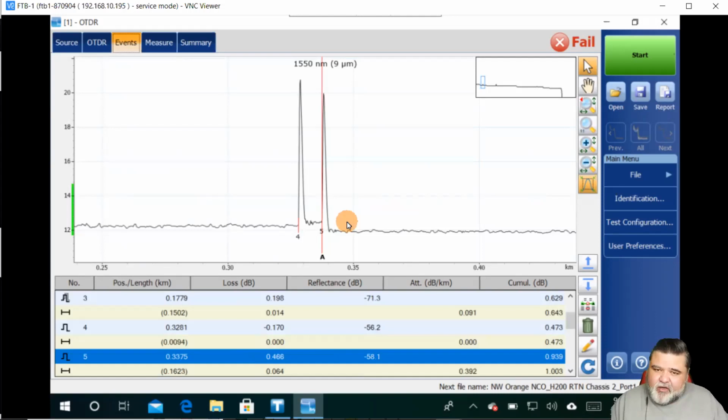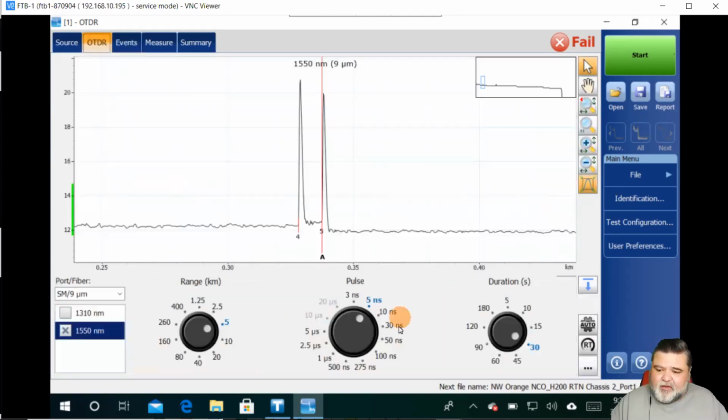And so the only way I saw this was I reduced my pulse width. If I set my pulse width too high, say 100 nanoseconds, and sometimes this is unavoidable.